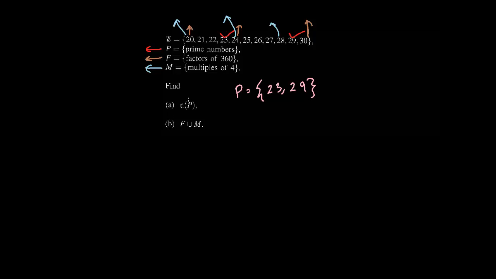But notice that there is a small n. It means we don't want to know the elements of the set. We just want to know the number of elements in the set. So the answer would be n(P) equals 2 because there are only two elements in the set.